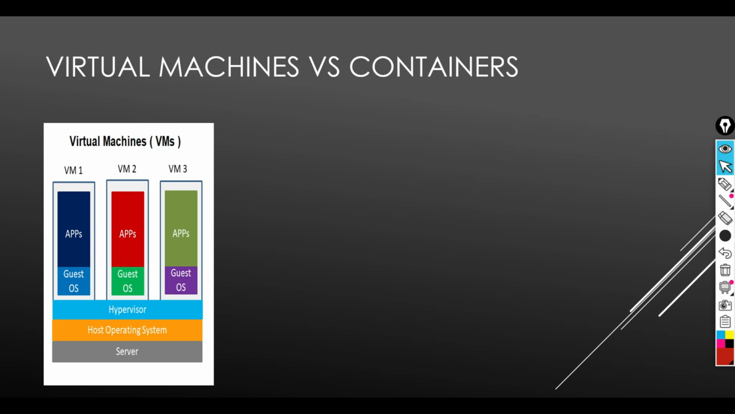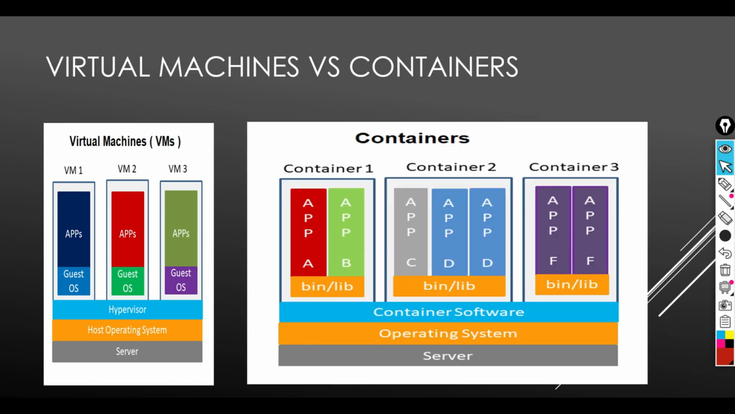Now let's look at how it is in a container environment. When we are talking about containers, Docker is one of the container technologies, right? So we have this server or hardware layer, and on top of it we have an operating system layer, which is your host operating system, Windows or Linux, and then on top of it you have your container software. For our example, we'll take it as Docker. Now on top of it, you are building up containers: container 1, container 2, container 3, container n.